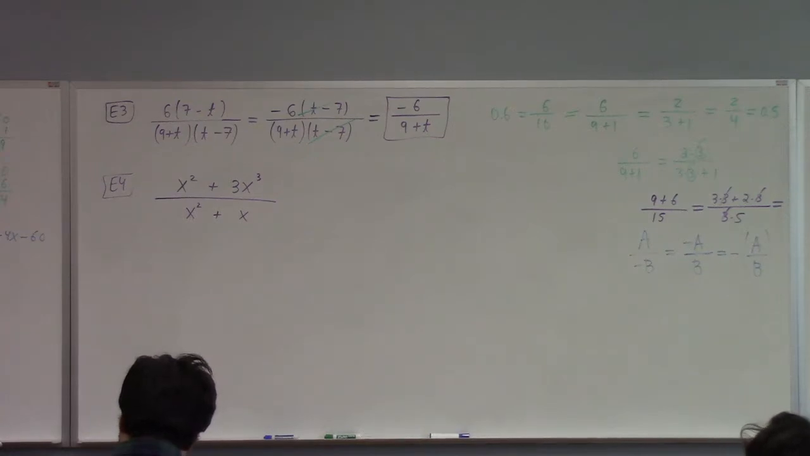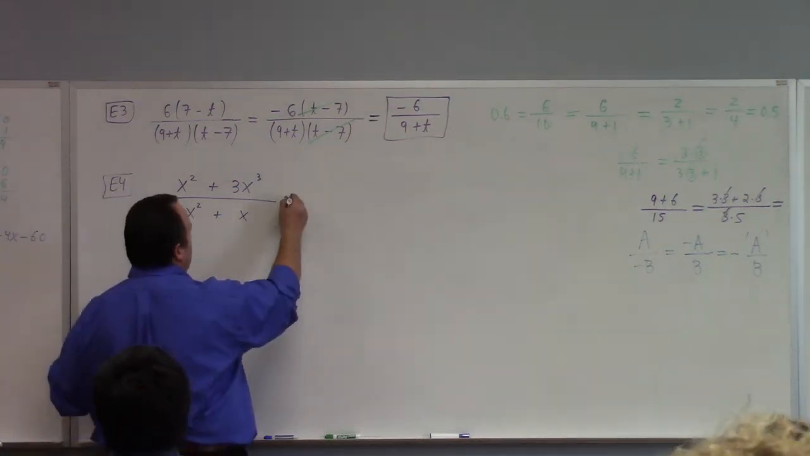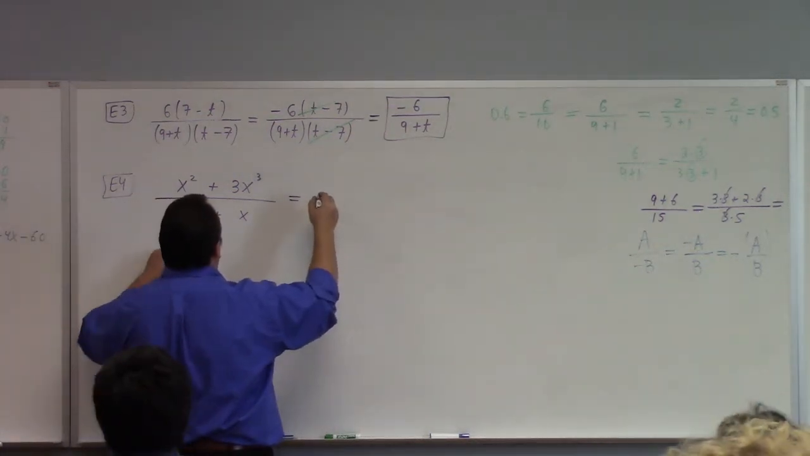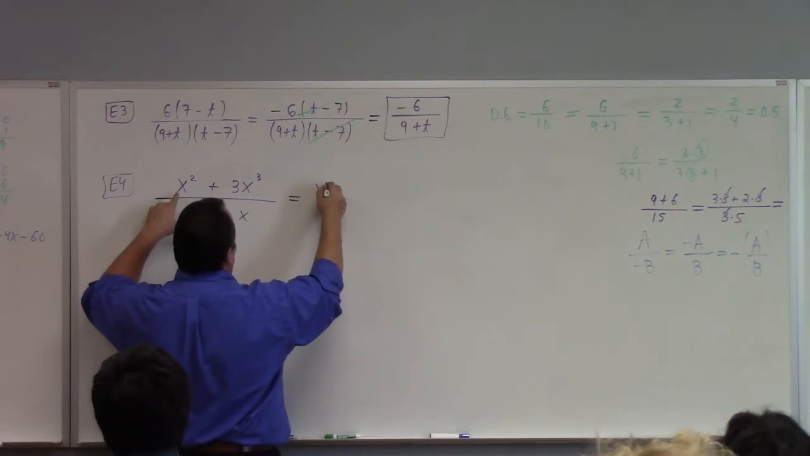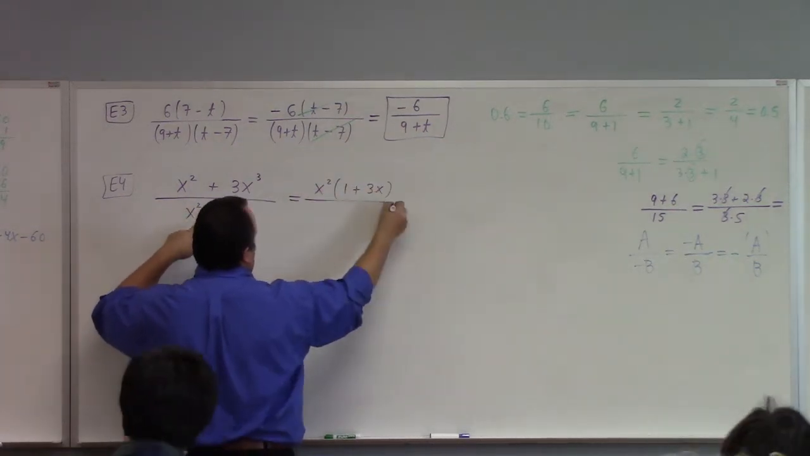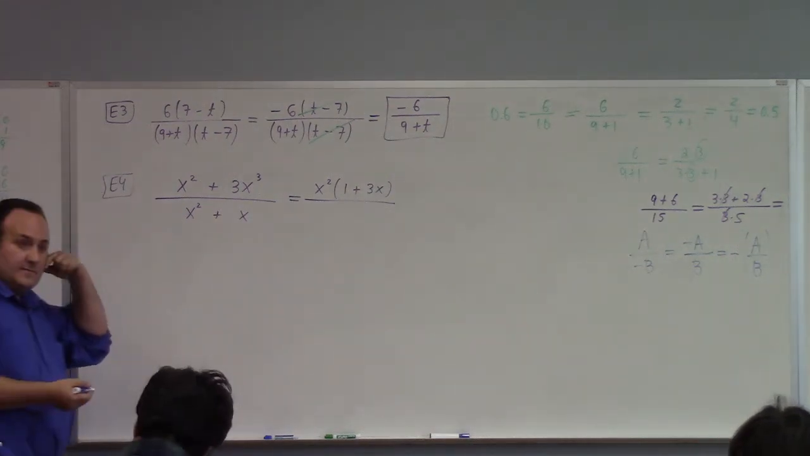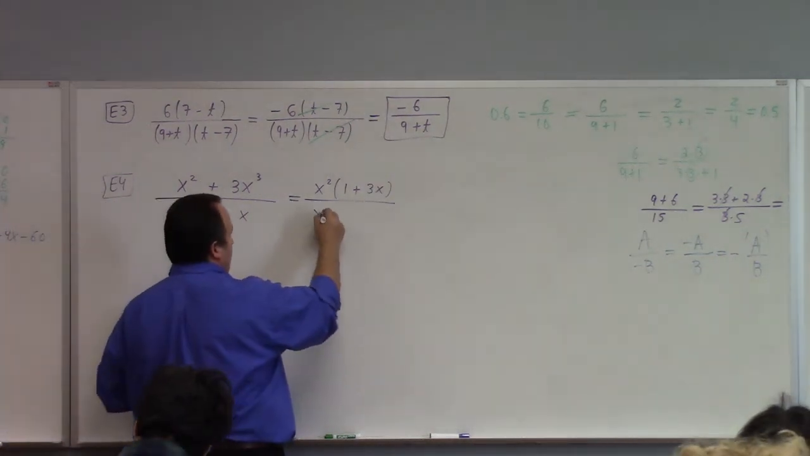There's different ways of thinking about it. One way we can think about it is just try to factor something out of the top and the bottom. So the most I can factor out of the top is x squared, times (1 plus 3x). The most I can factor out of the denominator is an x, yeah? So what happens?